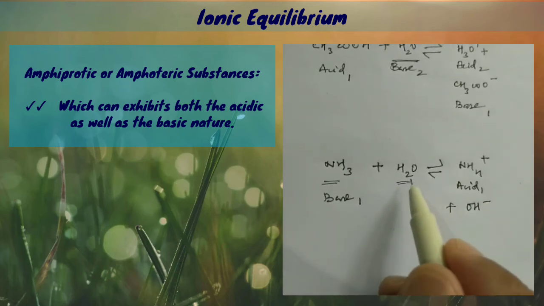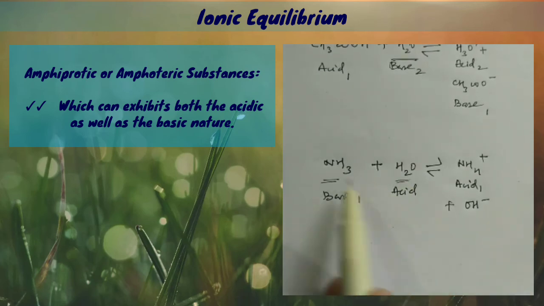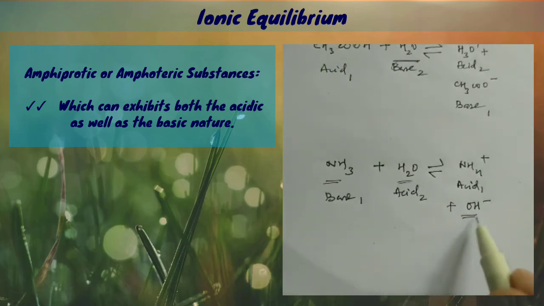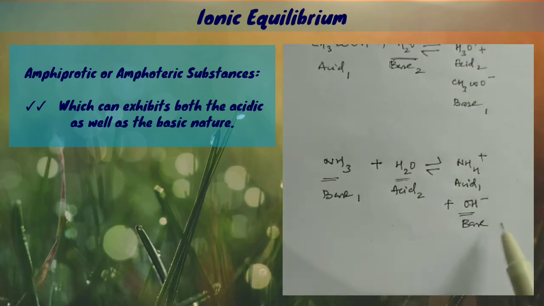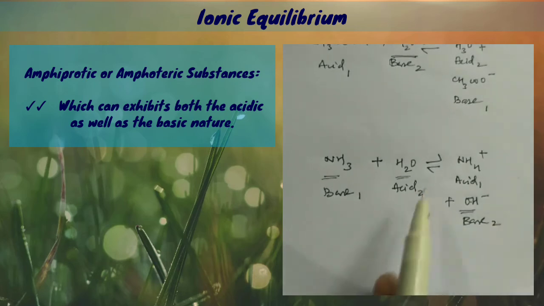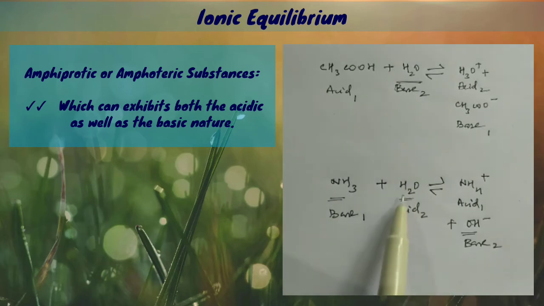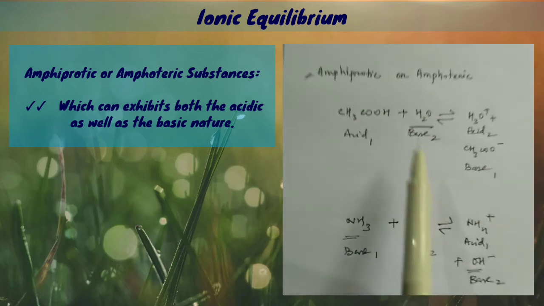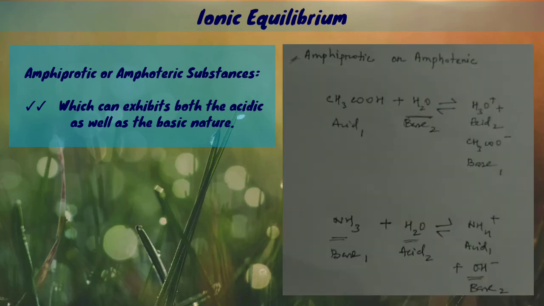But here water will act as a what? Acid, because it can donate a proton to that base 1. So it will act as an acid and this will be your base, because this one and this one are related by H positive ion. So what we observed is that in these two examples water can act as an acid as well as a base. So water is an amphoteric or amphiprotic substance.